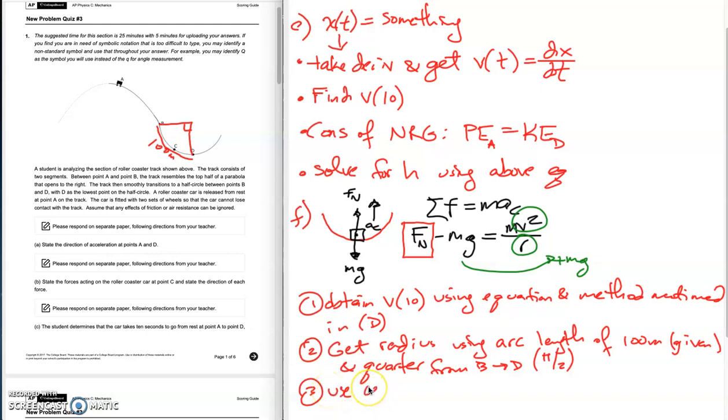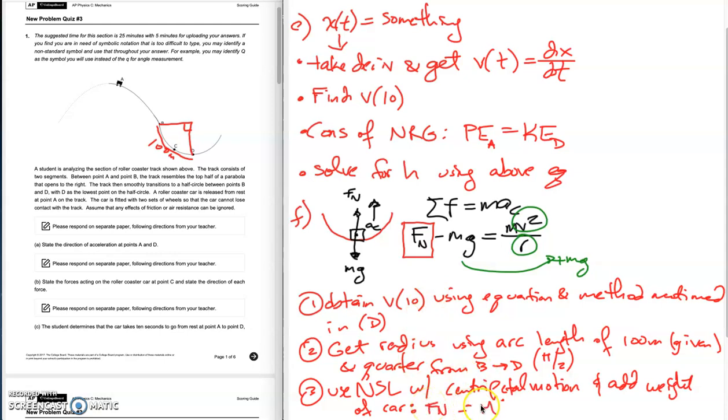use centripetal, use Newton's second law with centripetal motion and add weight of car. So this is where I would use this equation to indicate that. Fn equals mg plus mv squared divided by r.